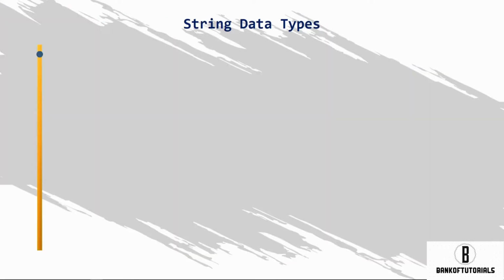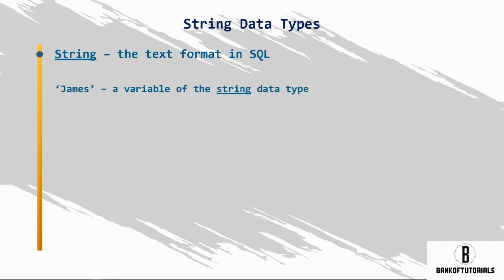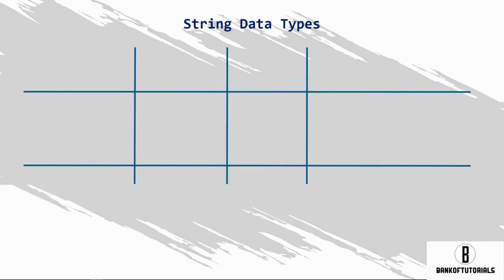We said the text format in SQL is called string. For instance, James will be treated by Workbench as a variable of the string data type. Please remember that data formats dealing with information of this type are also called alphanumeric data types. So please don't be surprised if you hear this name quite often. There are a few string data types in SQL. They are quite similar, with the main difference being the storage required to save them.